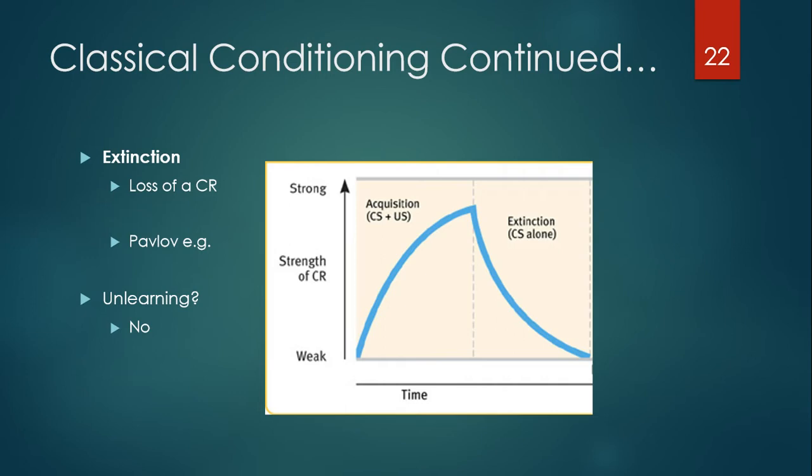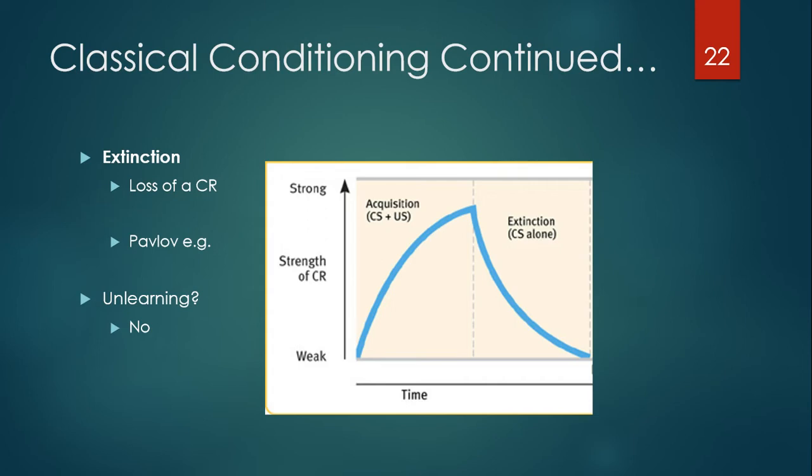Now let's say he wants to extinguish that behavior. So what he can do is simply ring that bell and not present food. Ring the bell, not present food, and do that over several trials. And before long, the dogs will stop drooling in the presence of the bell. This is what we call extinction.